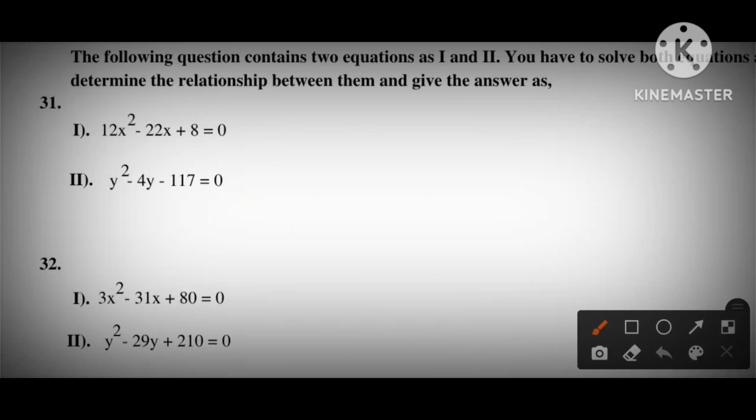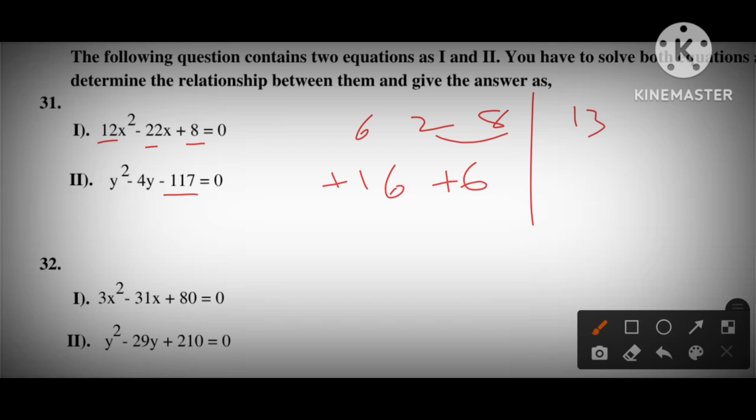Now we are going to deal with quadratic equations. First question, here 8 12 times, so 6 2 8, we need to get 22. 8 2 times 16 and 6 are the roots. Minus and plus means both the roots are in positive. Okay, here we have 117. 117 means 13 9 times, which will be 117, and minus of these two we get to minus 4. So okay, minus and minus means we get to plus and minus is the root signs.